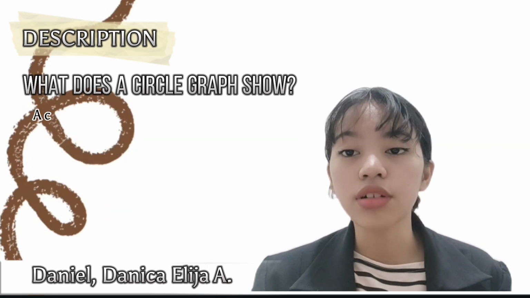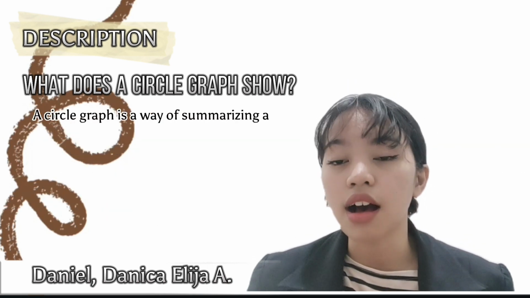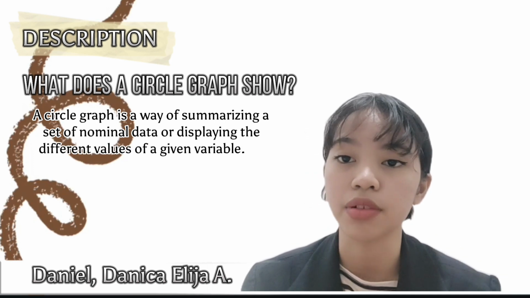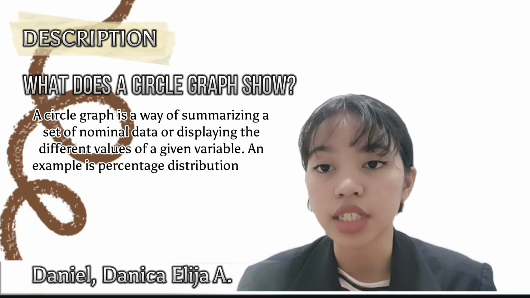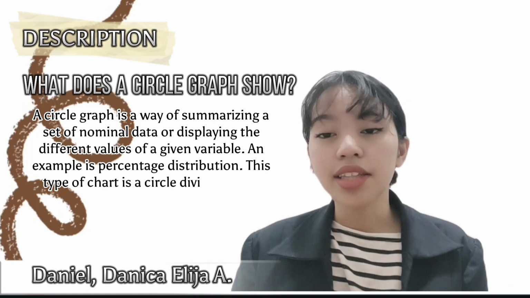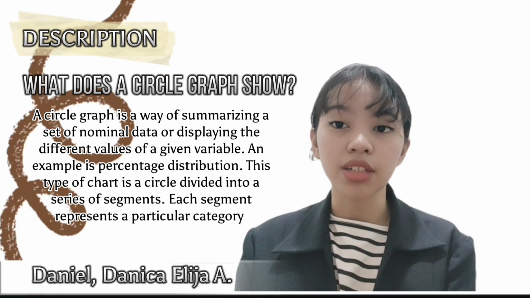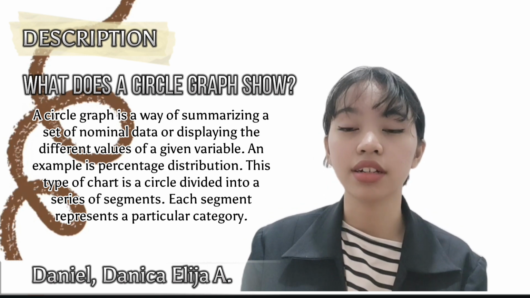There are different types of circle graphs that show the same information but with a slightly different visual appeal. A circle graph is a way of summarizing a set of nominal data or displaying the different values of the given variables. An example is a percentage distribution. This type of chart is a circle divided into a series of segments, where each segment represents a particular category.